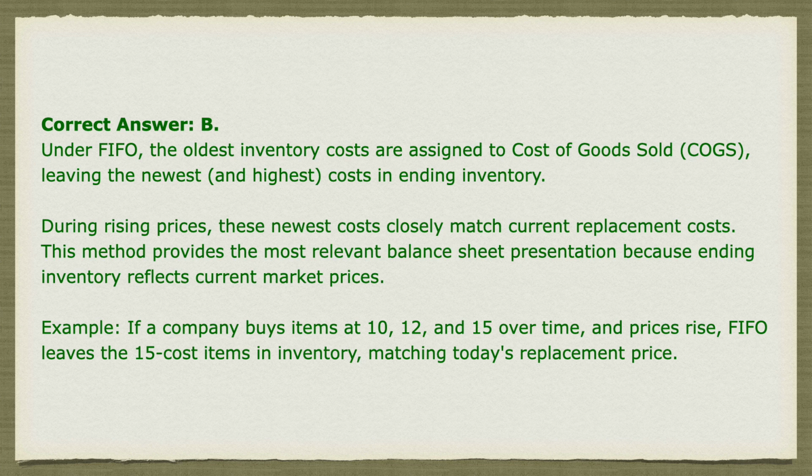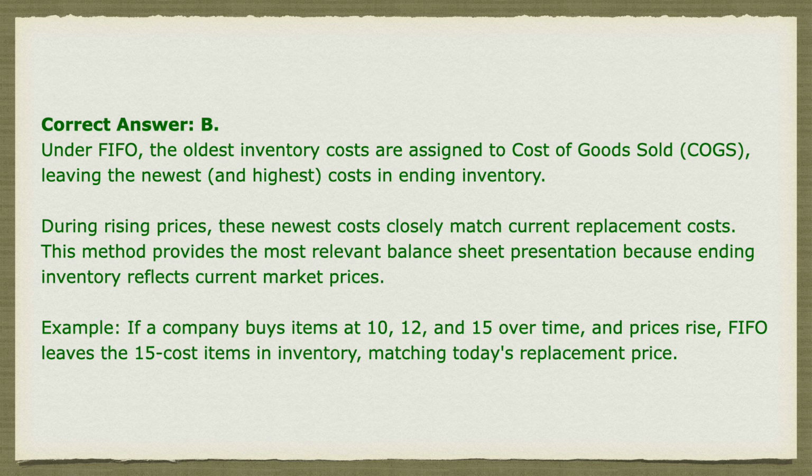Correct answer, B. Under FIFO, the oldest inventory costs are assigned to cost of goods sold, COGS, leaving the newest and highest costs in ending inventory. During rising prices, these newest costs closely match current replacement costs. This method provides the most relevant balance sheet presentation because ending inventory reflects current market prices.